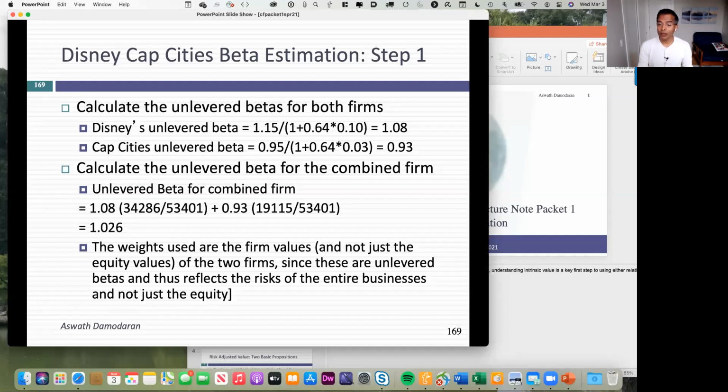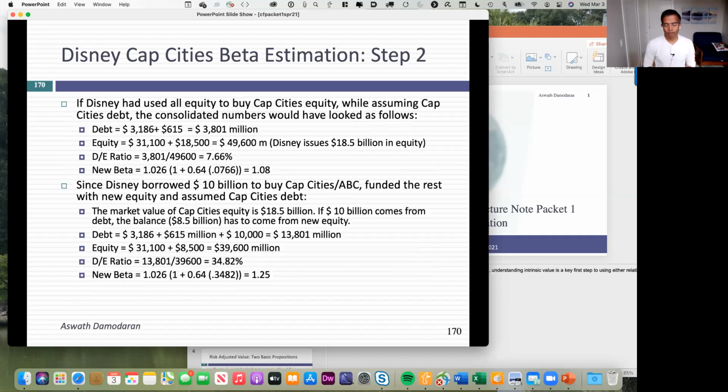Now I can ask, what will the beta be after the merger by looking at how Disney finances this acquisition? But I want to make sure that you get it. So I got the unlevered beta for the two companies. I took a weighted average based on the values of the two firms. Now let's bring in two ways in which Disney could have done this deal.